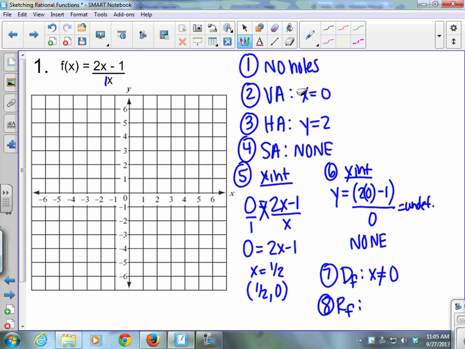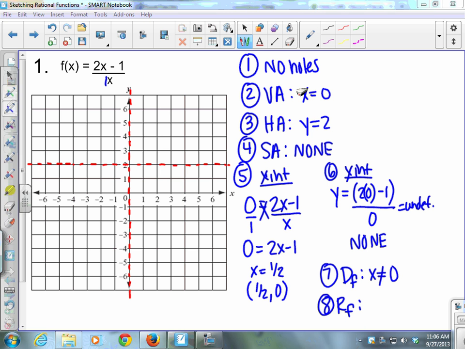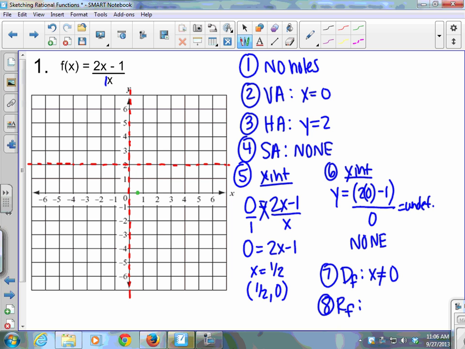And then I'm going to do the ninth thing to help me finish my graph, which is find other points on the graph. And so then I'm going to go ahead and graph my vertical asymptote. That's at 0. And I'm going to represent that with a dotted line since it's not technically part of my graph. The horizontal asymptote is at y equals 2, so that's there. Now my x-intercept is going to be at 1/2, 0, so I'm going to go graph that over 1/2 up 0. So there's that. And then I don't have a y-intercept.